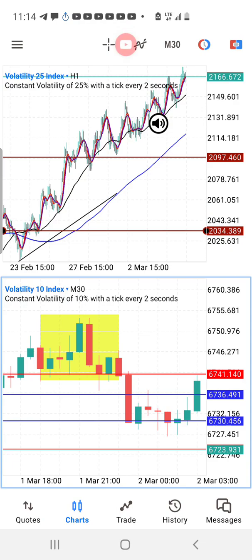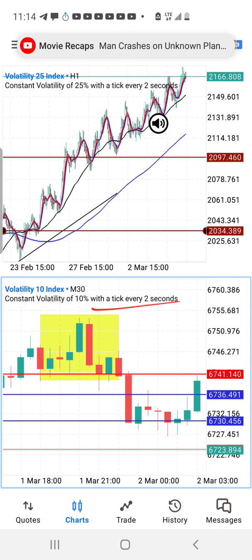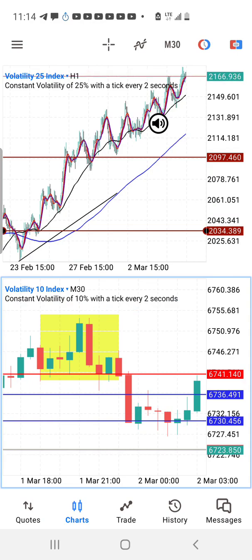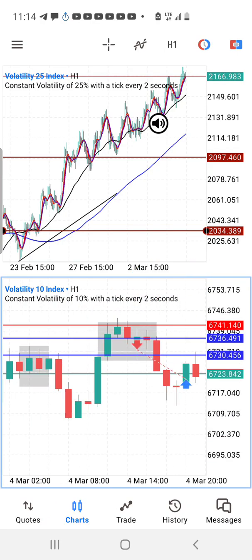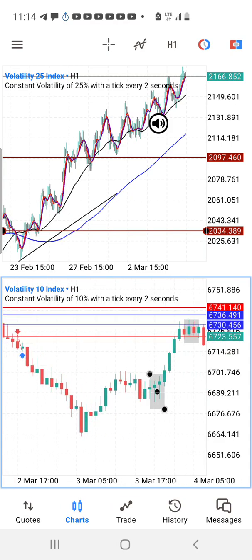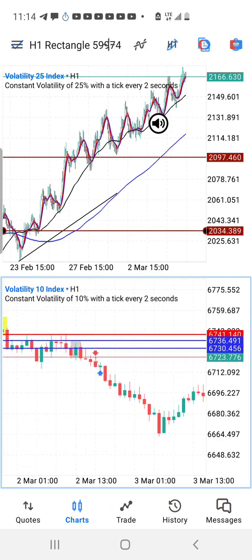Of course, it's always good to put your SL above the head and shoulder, above the head, although it will cost you more stop loss. So the risk, right? So that's that.